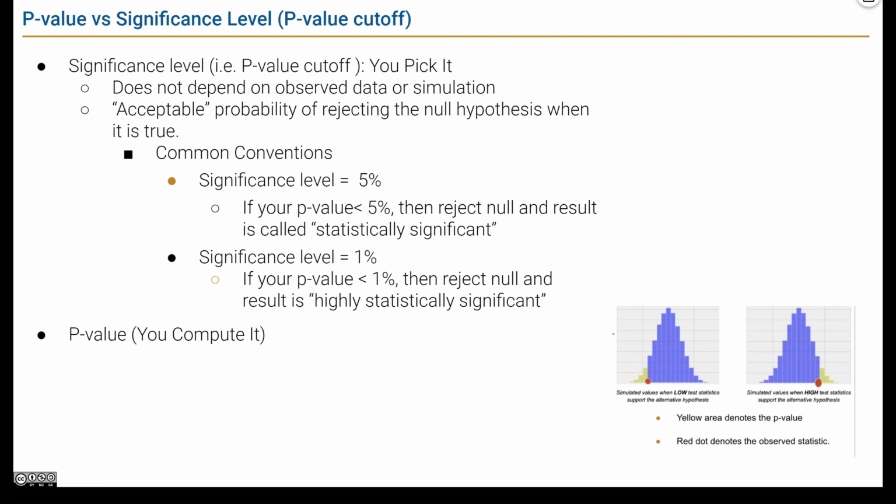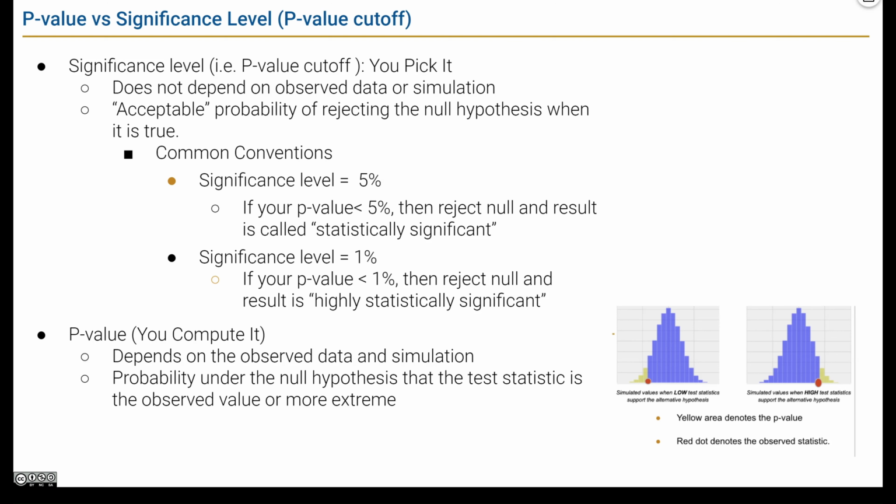The p-value, on the other hand, is something you compute after gathering your data. It depends on the data and the simulation, it is a conditional probability, and it is not dependent on your significance level. So now we're going to look at how we can take your significance level along with your p-value to make your conclusion about your test.